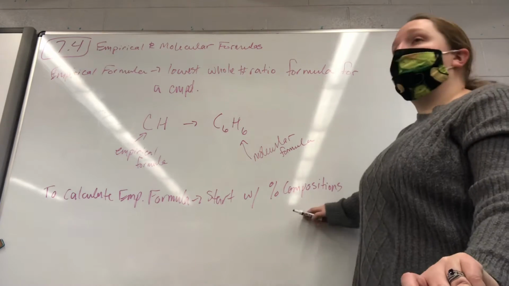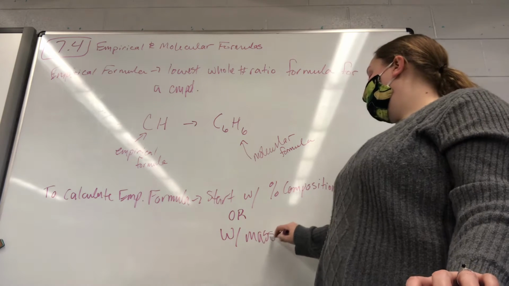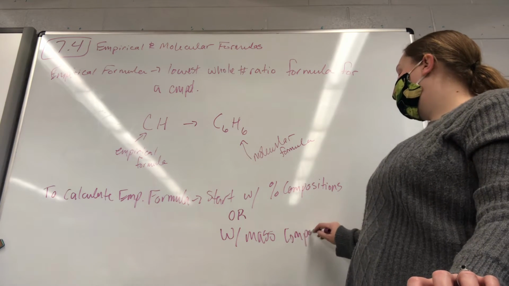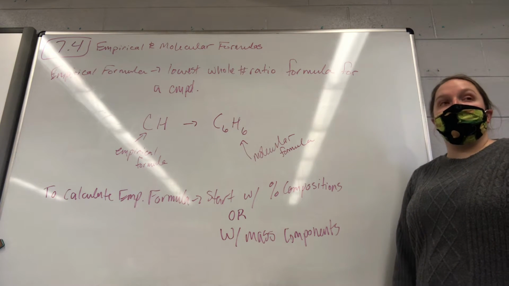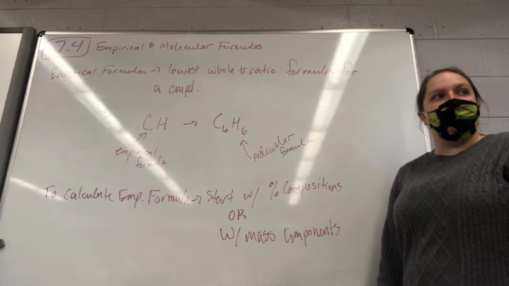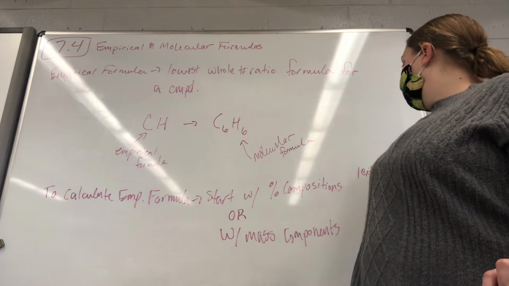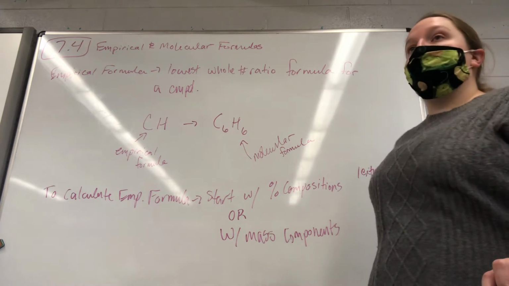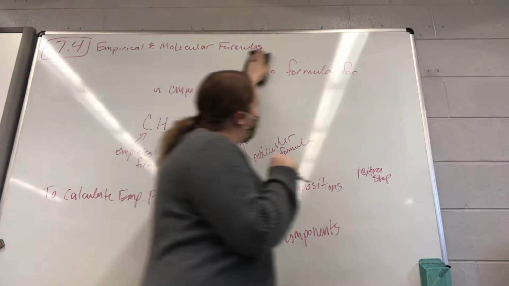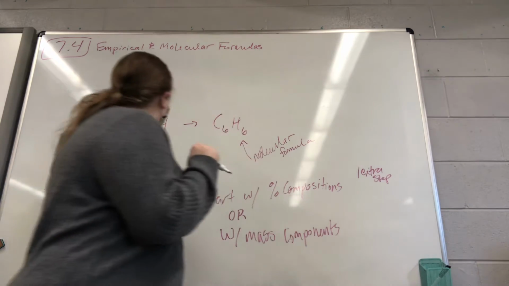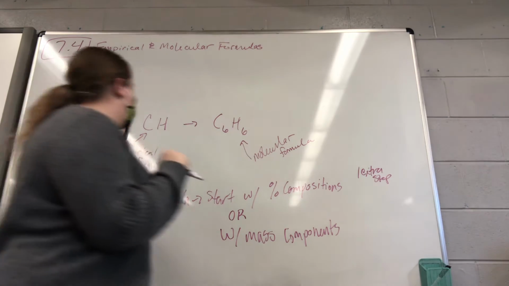So we're going to start with our percent compositions, or we can start with masses, also known as mass components. And we're going to do one example of each different problem. We're going to use the percentage method, probably the most common, but really just the difference between these two is that this one has one extra step. Otherwise, the steps are completely the same.